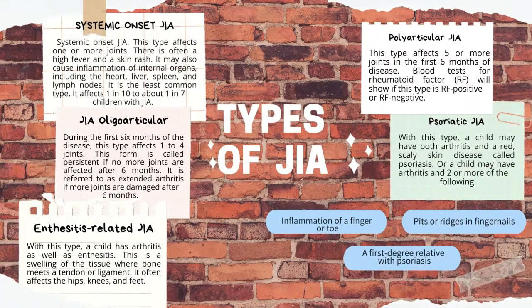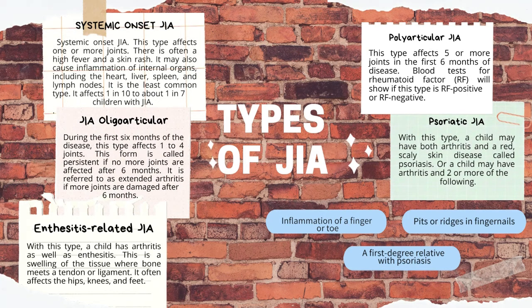Types: systemic onset JIA. This type affects one or more joints. There is often a high fever and skin rashes. It also may cause inflammation of internal organs, including the heart, liver, spleen, and lymph nodes. It is the least common type. It affects 1 in 10 to about 1 in 7 children with JIA. Second is oligoarticular JIA. During the first 6 months of the disease, this type affects 1 to 4 joints. It is called persistent if no more joints are affected after 6 months. It's referred to as extended arthritis if more joints are affected after 6 months.